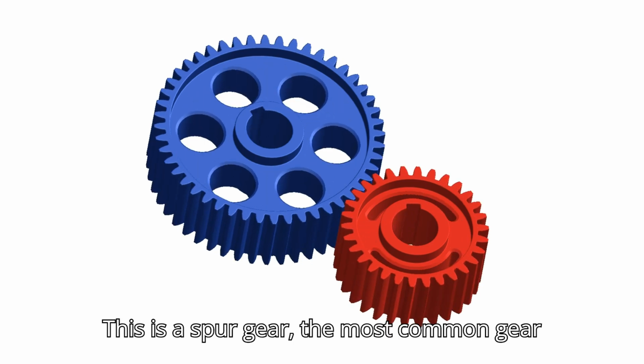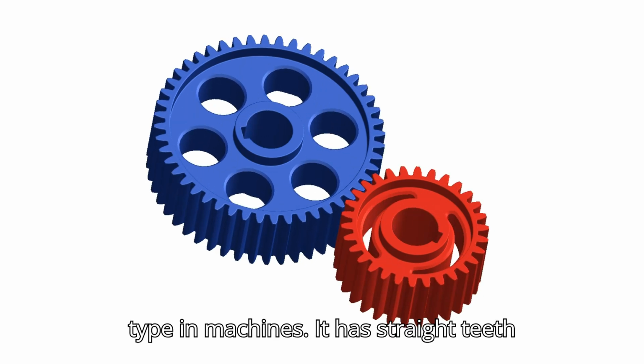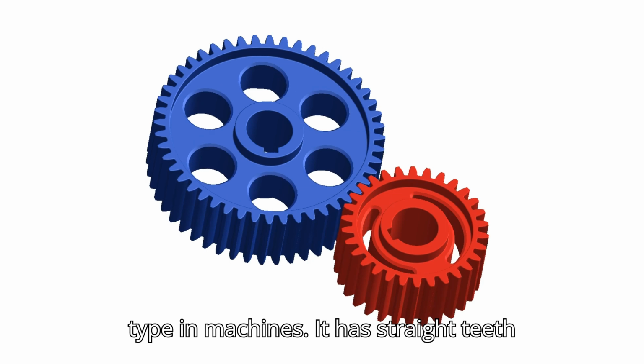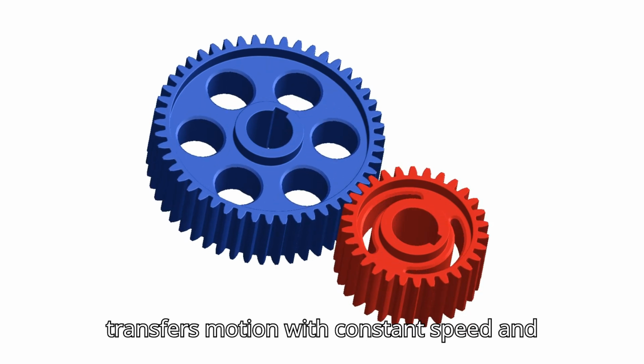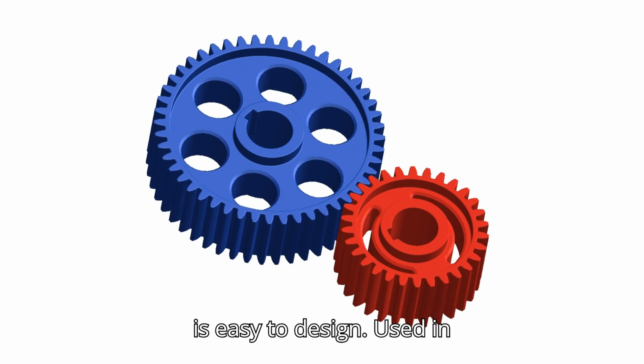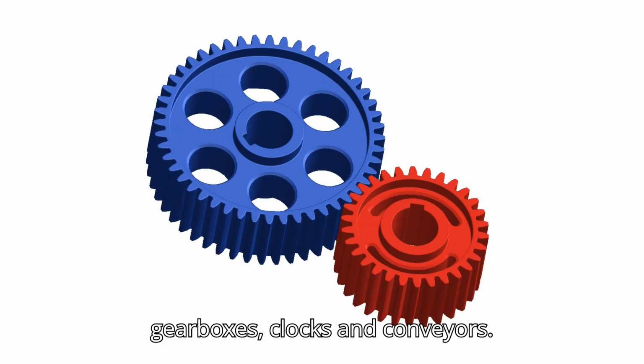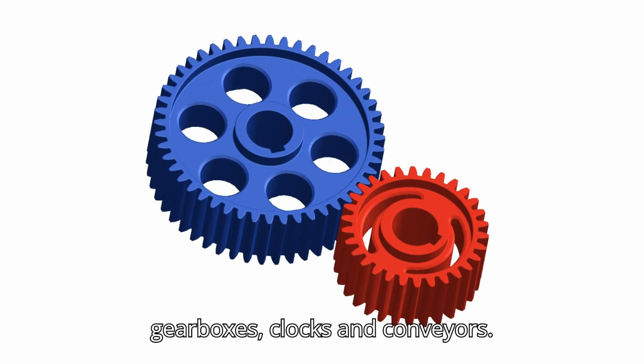This is a spur gear, the most common gear type in machines. It has straight teeth and rotates on parallel shafts. It transfers motion with constant speed and is easy to design. Used in gearboxes, clocks, and conveyors.